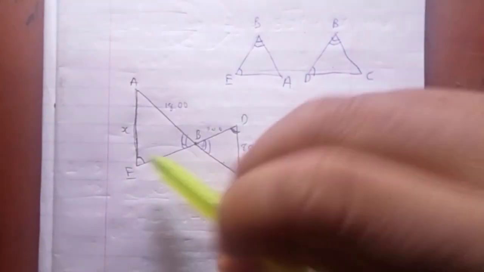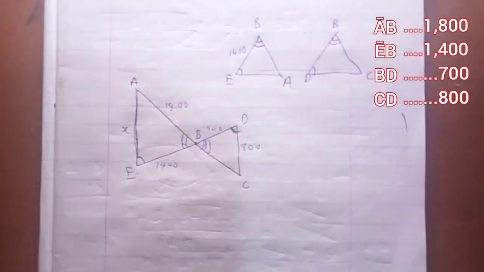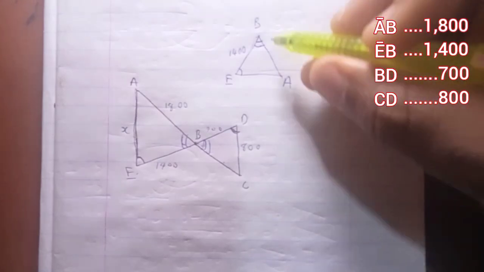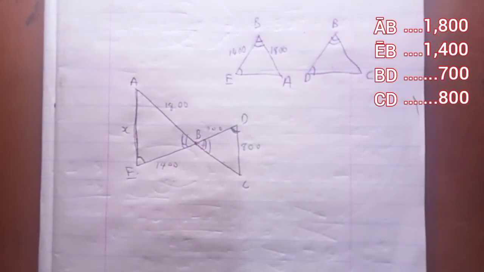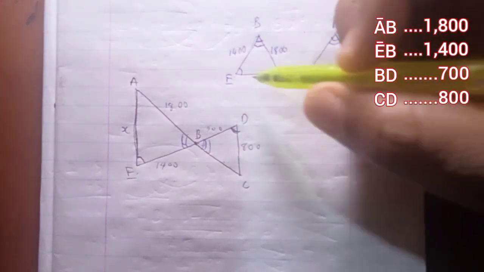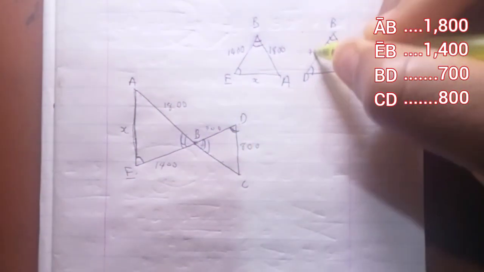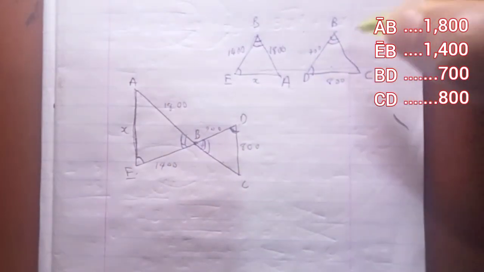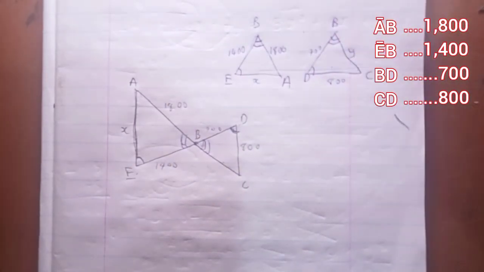Now let's fix our digits. EB is 1,400. BA is 1,800. EA is x. BD is 700. DC is 800. And BC is not given, and I don't think we need it, but let's just call it y.